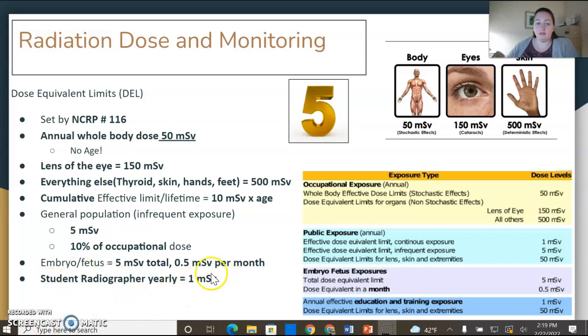This is something I want you to memorize. This most likely is going to be asked on the boards. So watch for those. There's a lot of 5s that you'll see. So 50, 150, 500. General public is 10 or 5. Fetus is 0.5 per month, 5 total. And then you guys as students, you're number 1.